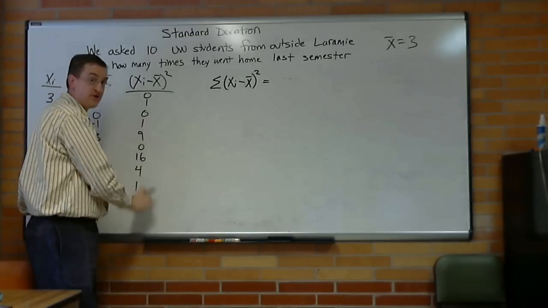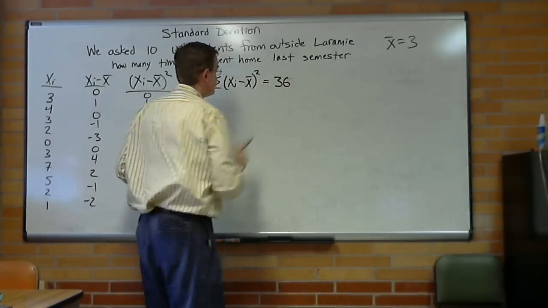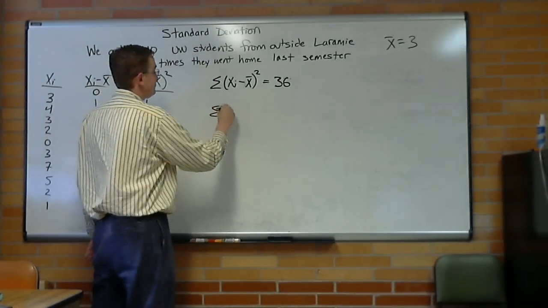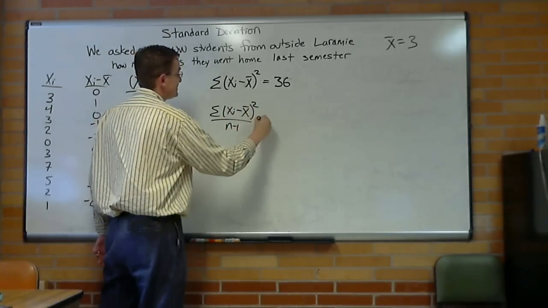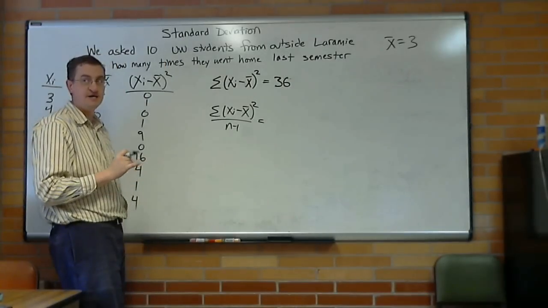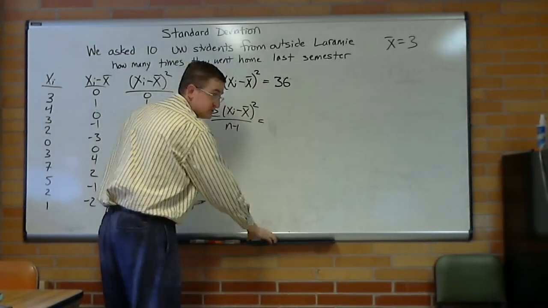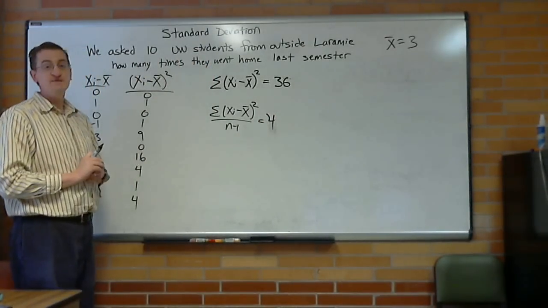Next is to add all these guys up, which comes out to be 36. And after that, I'm going to divide by n minus 1. In this case, n is 10. So dividing by n minus 1 means I take 36 divided by 9, which is 4. 4 divided by 9. This is why I pause videos. 4. That is the variance.